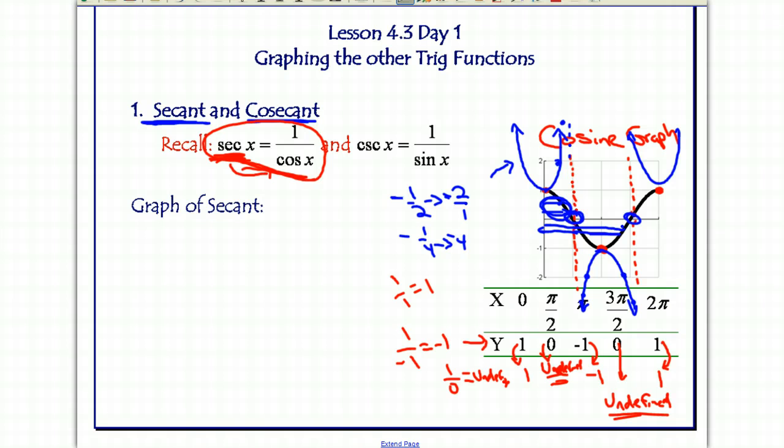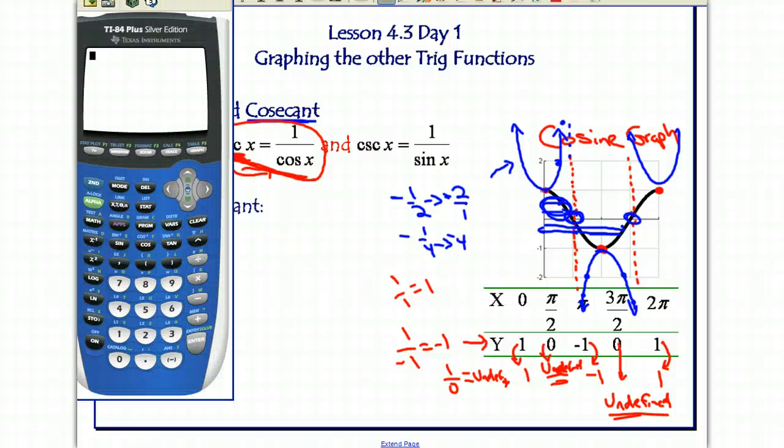So let's see what our calculator gives us for a graph when we take a look at this. So that's the concept of it we got there. Now let's graph here in our calculator. Check your mode. Make sure you're in radians. We are. And let's graph this. First, let's graph the cosine graph. So we put in the cosine of x to see what that looks like.